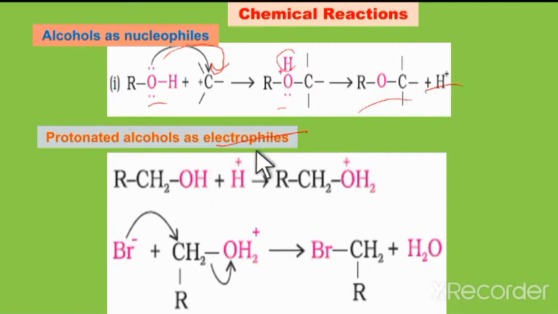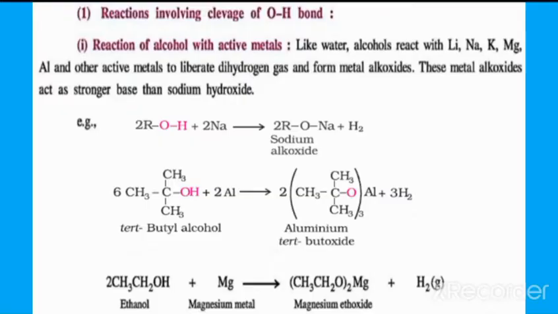Similarly, it can also act as an electrophile when the alcohol is treated with a proton and forms the oxonium ion. Now when this oxonium ion is treated with a strong nucleophile like bromide ion, the bromide ion attacks the oxonium ion's carbon, the water molecule leaves, and the nucleophile Br minus attaches to this carbon, in addition to the water molecule. So the alcohol can act as both the nucleophile as well as the electrophile.